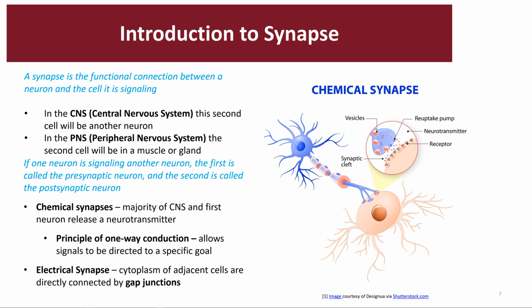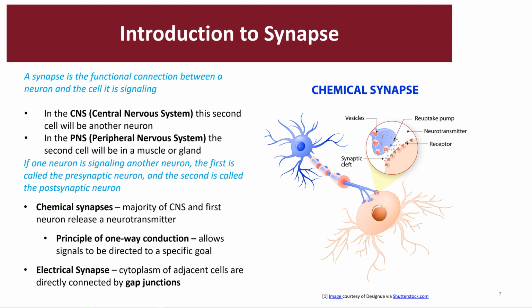If one neuron is signaling another neuron, the first cell is going to be called the presynaptic cell, presynaptic neuron, and the second cell will be the postsynaptic cell, postsynaptic neuron. So neuron 1 communicates to neuron 2. There are two kinds of synapses, one called chemical and one called electrical.